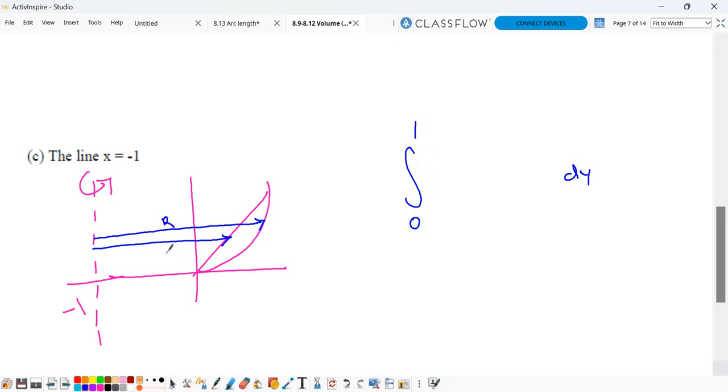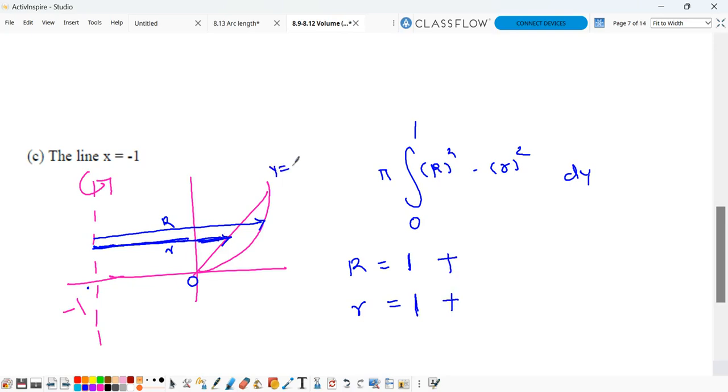0 to 1. Big radius, small radius, pi. Big radius squared, small radius squared. The question is, what is the big radius? What is the small radius? So this is the extra distance we are adding. X in terms of this is x equal to negative 1 and 0. So there is an extra 1 in both ways.